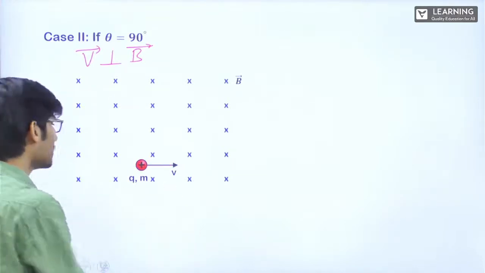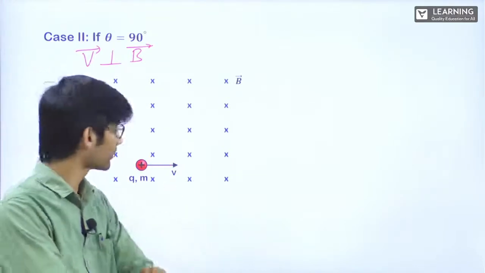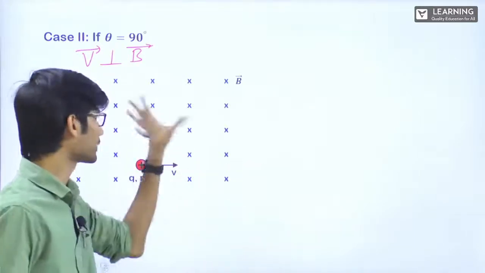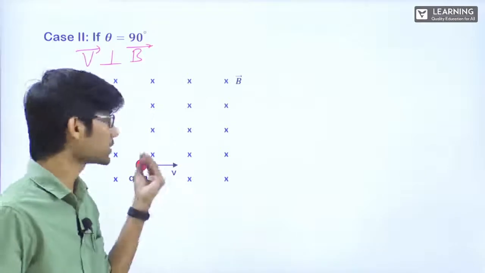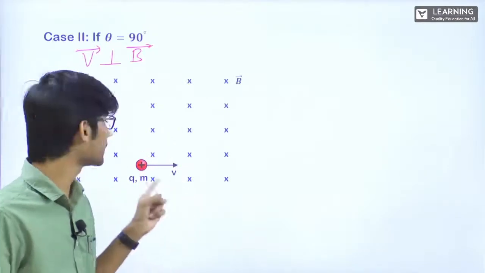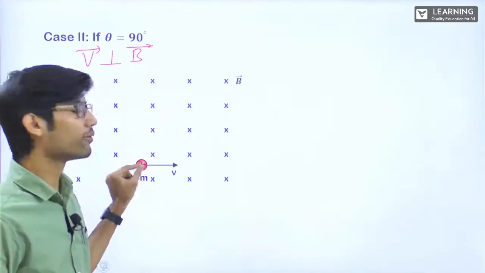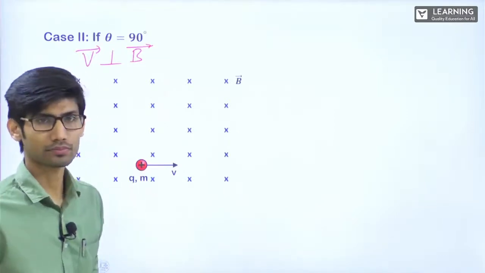So this is a particle having charge q, mass m, moving with velocity v in this direction, and then suddenly a magnetic field appears, which is perpendicular to it. What will be the direction of this charge? We have to find out. What will be the force experienced by this charge?